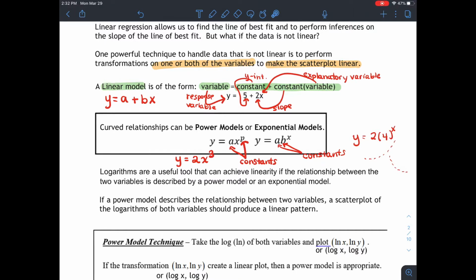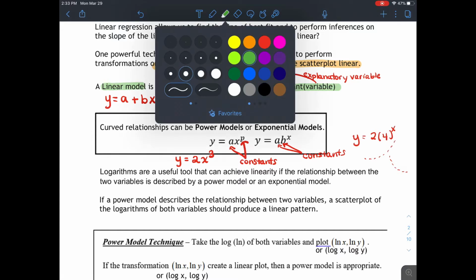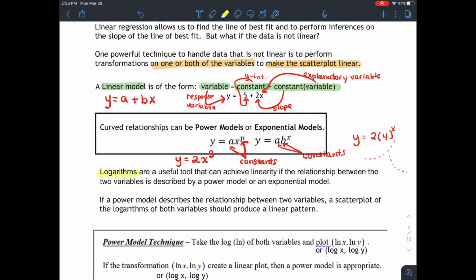So the idea here is our scatter plots are either going to start out being a power model or they're going to be an exponential model, and we need to come up with a way to transform the data set so that we can try to make the data set linear. And what we're going to use here is logarithms. Logarithms are useful to help us achieve linearity when the relationship between the two variables is either a power model relationship or an exponential model relationship.